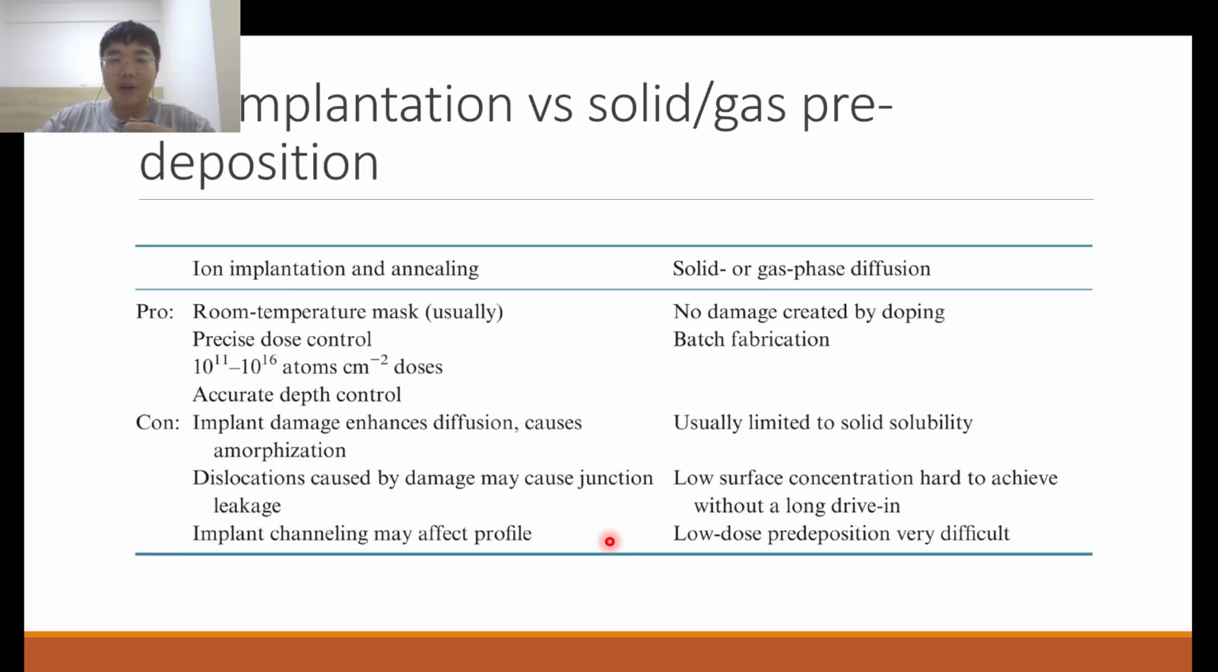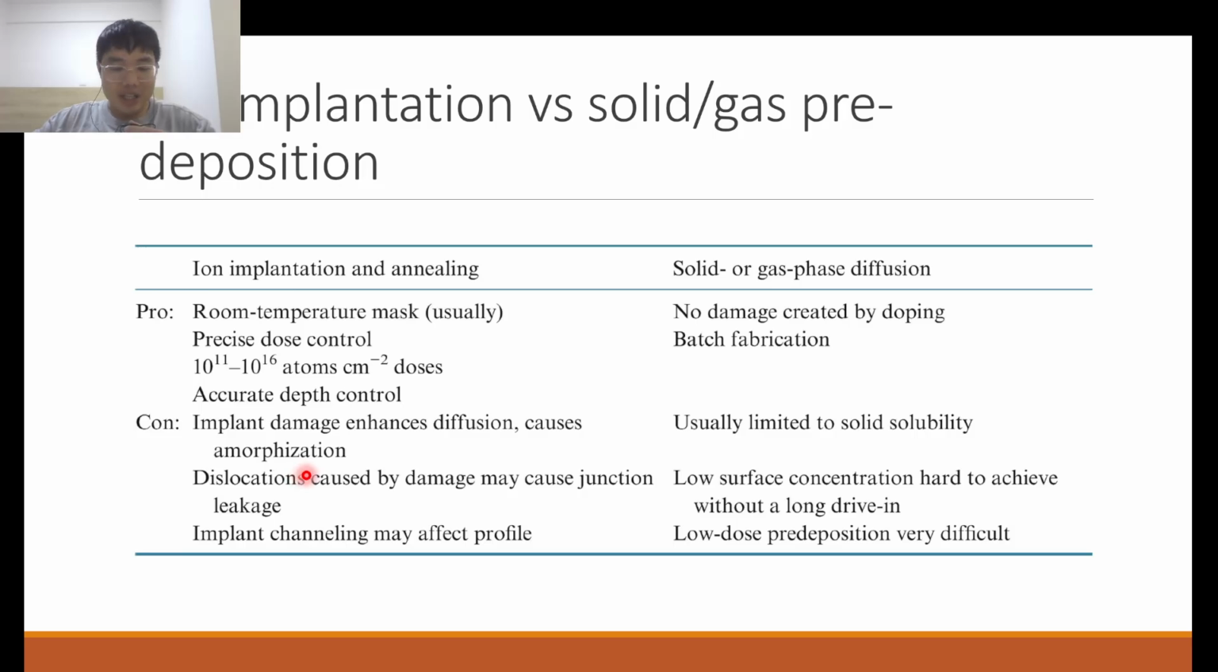Let's look at the pros and cons of ion implantation versus what we call the pre-deposition, right, the solid or gas phase diffusion. Okay, so the pros of ion implantation is that normally you can use a room temperature mask, because ion implantation doesn't need heating itself, right? The annealing step after that requires it, but not the implantation itself. We can have very precise dose control by controlling the amount of ions that enter the silicon. And we can have very accurate depth control by controlling the energy of the ions that enter into the silicon, right? However, what are its cons, right?